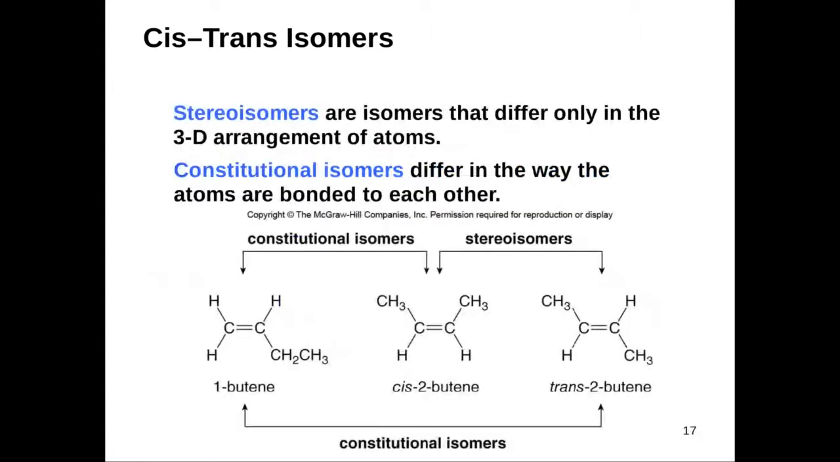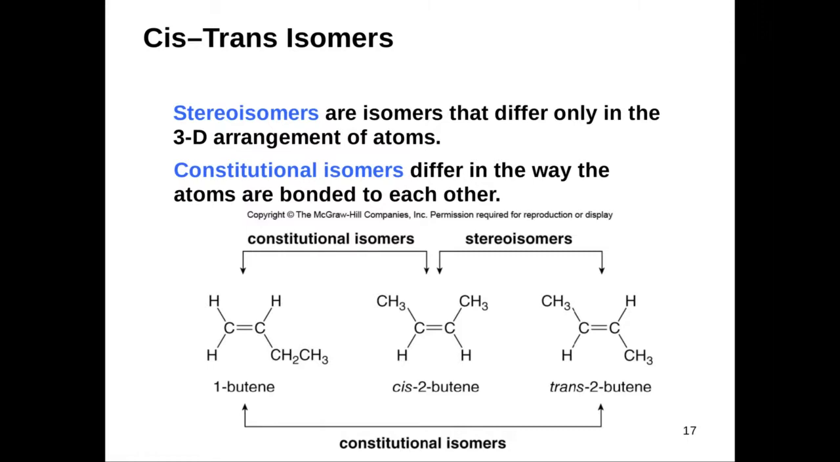So it's a good rule of thumb to keep in mind: what is required to have different isomers, right? In the case of cis-trans ones, it has to have two different substituents on both sides of the double bond.